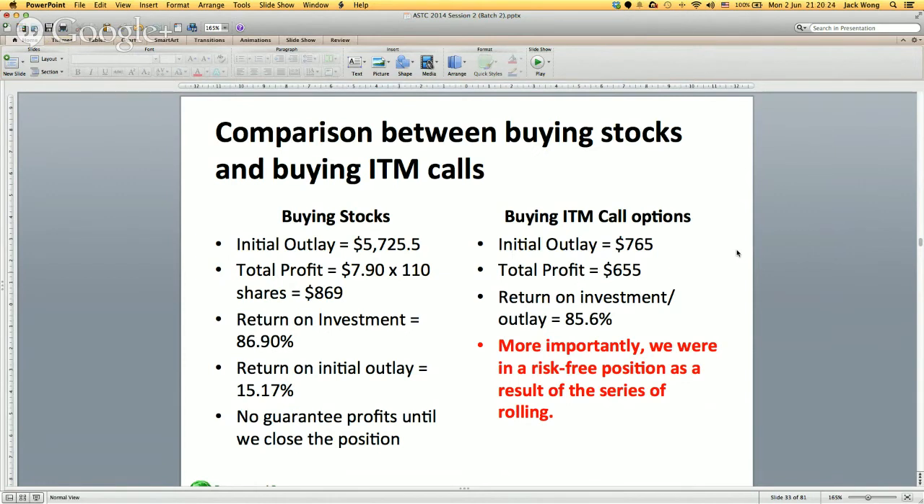So if you have any questions about whether this formula gives you how many contracts, just ask in the Facebook group. I'll be happy to answer such questions.